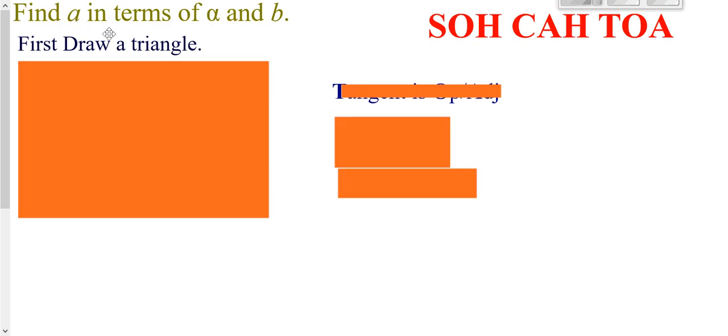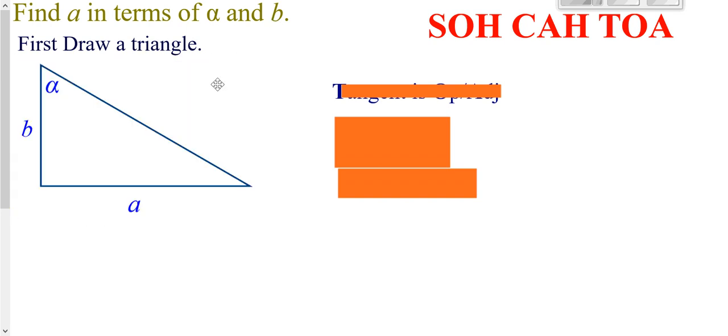So here I'd first of all draw myself a triangle. Remember, this is angle A, that's the side opposite of A, that's side B, opposite angle B, and C, remember, is your right angle. So here's your angle, here's the opposite side of A, side B would be adjacent.